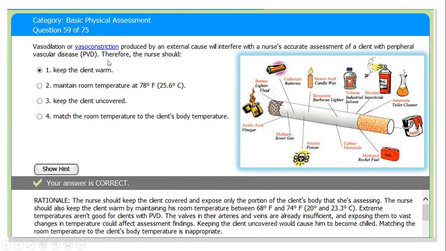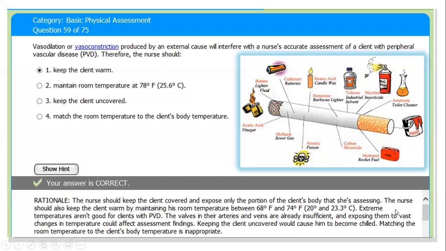So here I'm going to talk about the risk factors of peripheral vascular disease. Let me read the rationale first. The nurse should keep the client covered and expose only the portion of the client's body that is being assessed. The nurse should also keep the client warm by maintaining the room temperature between 68 Fahrenheit and 74 Fahrenheit.